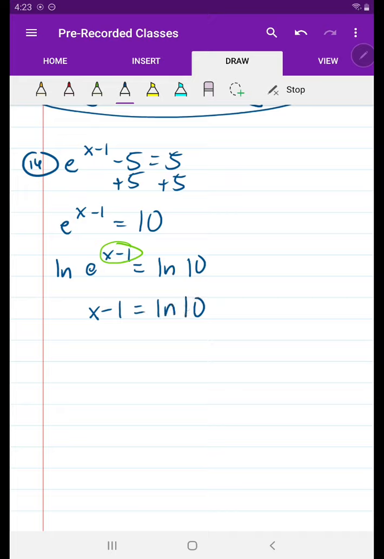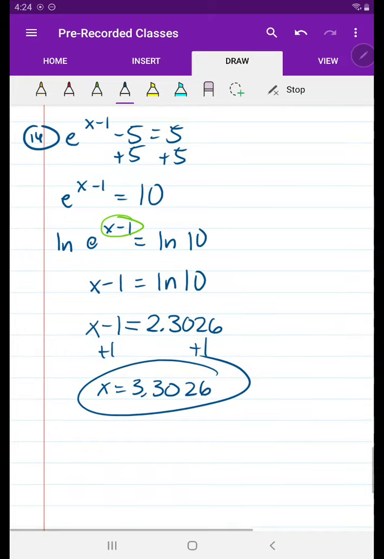And then you can plug natural log of 10 into your calculator. I do the natural log button, which is on the left side of the calculator, third one up from the bottom. So I do natural log of 10, enter. And so I get x minus 1 is 2.3, and we have to round to 4 decimal places: 2.3026. Then I add 1, and I get x is 3.3026, and that's our answer for 14.